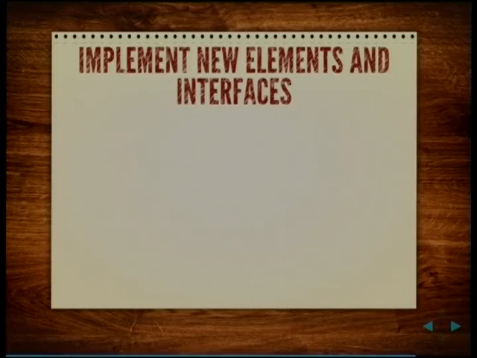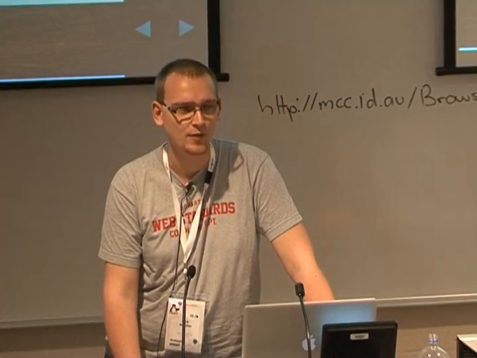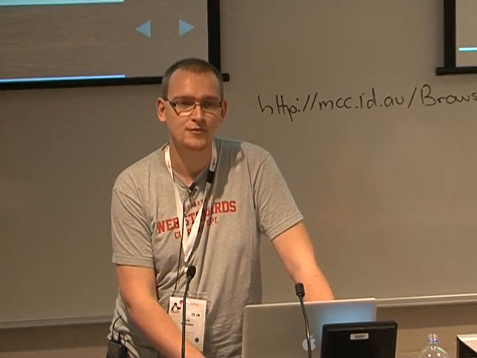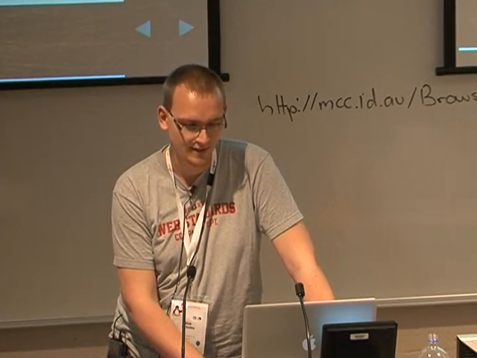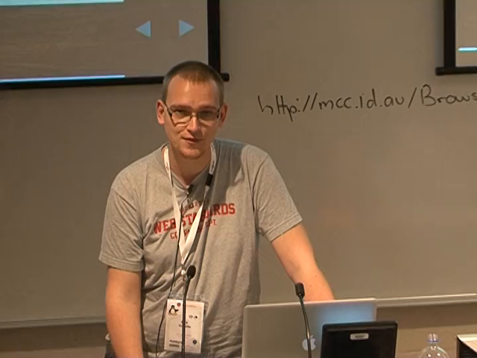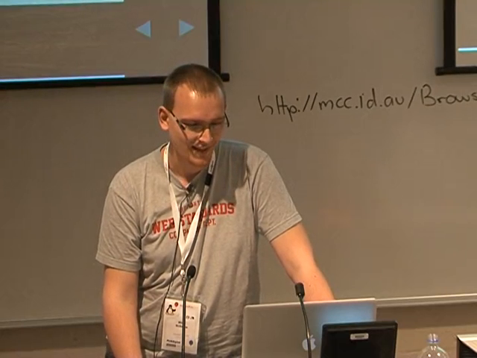So if you want to create a new interface, a new element in WebKit, then the first thing that you should do is take a look at the specification, read the specification, read what is expected from the implementation. Then if you implement an interface or an element, there is most likely an interface description. This interface description is written nowadays in WebIDL, so we have a talk about WebIDL later this day.